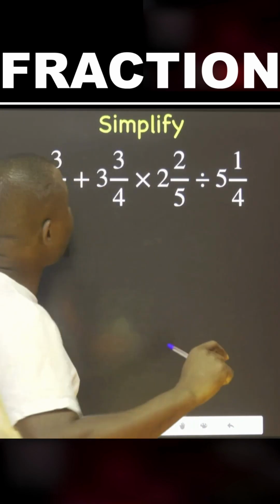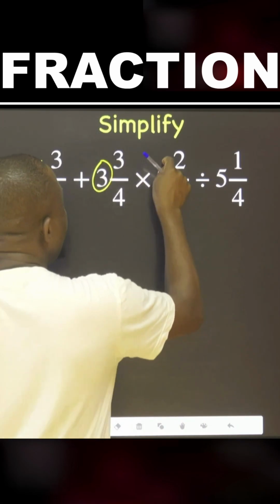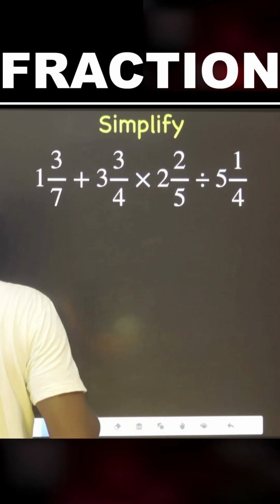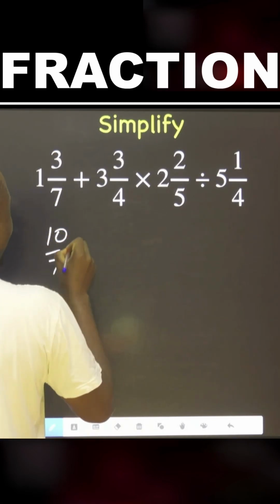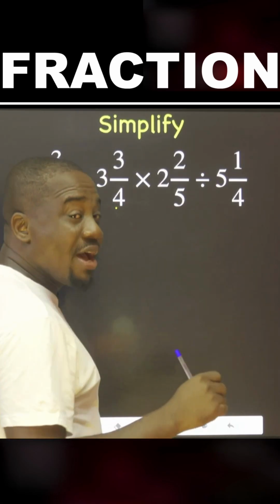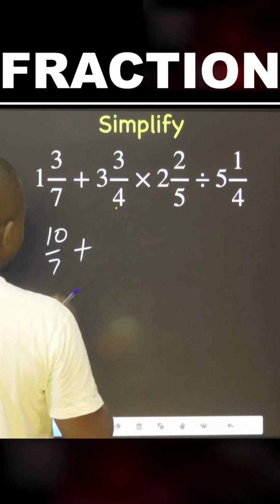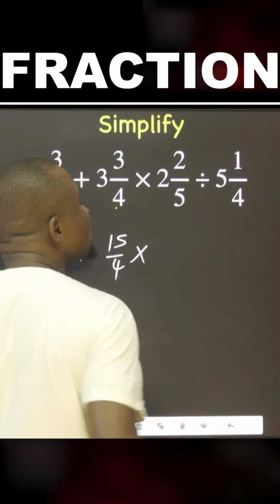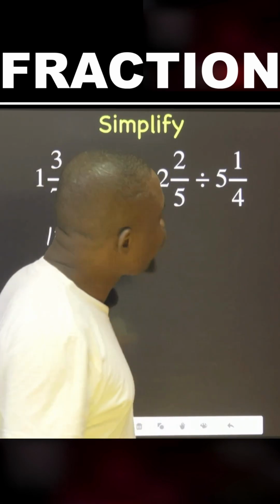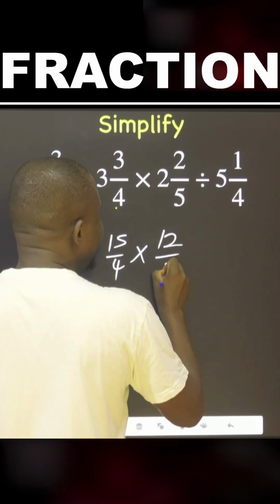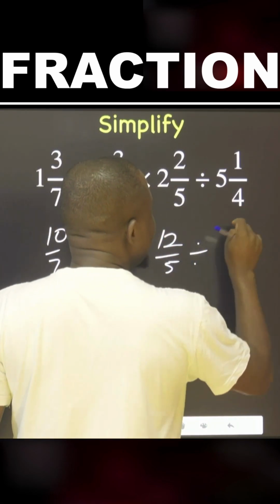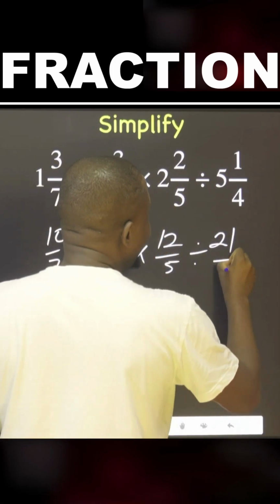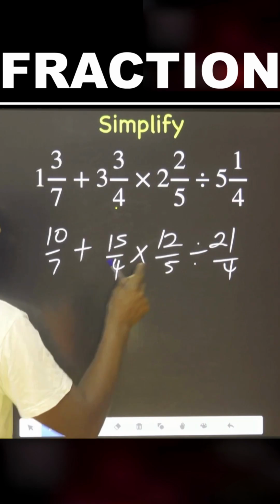Let's first of all remove all these whole numbers, okay, to see clearly. This 7, this is what? 10 over 7 plus this, and this is 12 plus this is 15 over 4 multiplied by this, and this is what? 10 plus 2, 12. 12 over 5 divided by, this is 20 plus 1, 21. 21 over 4. Okay? Now, division first.